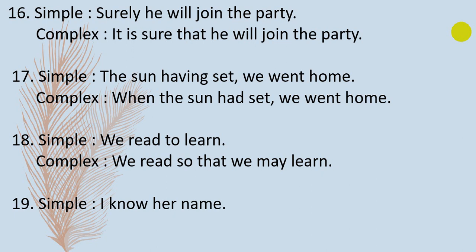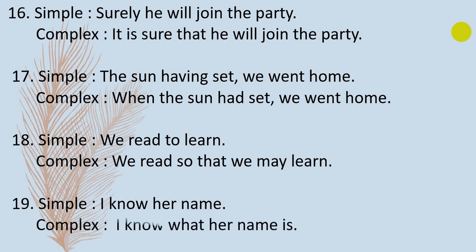Number 19, last one, simple sentence. I know her name. Rule: if the simple sentence is done by following the structure subject plus verb plus object, it will be changed into complex by expanding the phrase into a noun clause. Then the structure will be subject plus verb plus that or who or what plus subject plus verb. Now the complex sentence will be: I know what her name is.